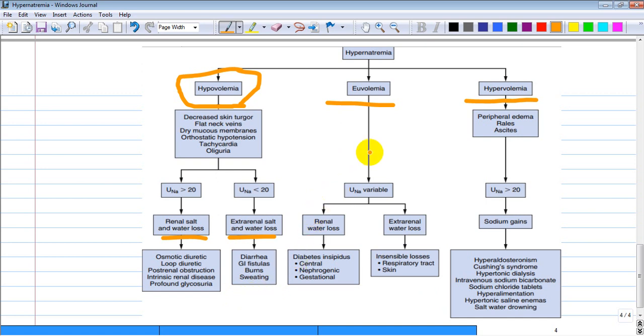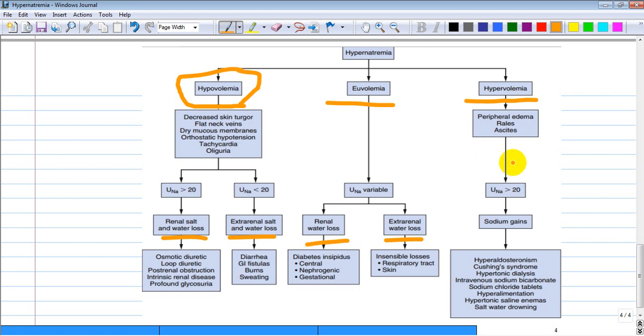The second one is euvolemia. Euvolemic hypernatremia occurs secondary to water loss without salt loss, and may be from extrarenal pathologic conditions or from renal losses, so renal and extrarenal. Renal causes include diabetes insipidus, central, nephrogenic or gestational, and extrarenal causes are through the skin or respiratory tract. And hypervolemic: peripheral edema, ascites.